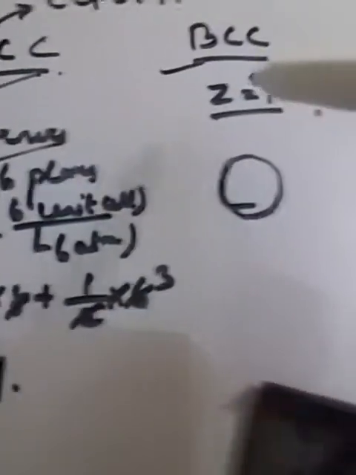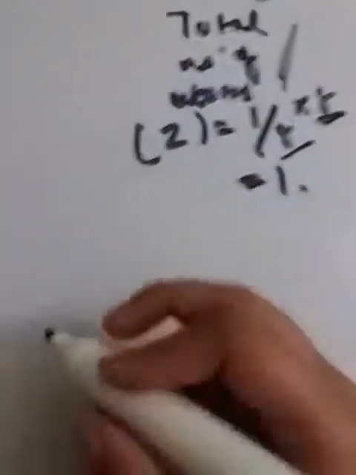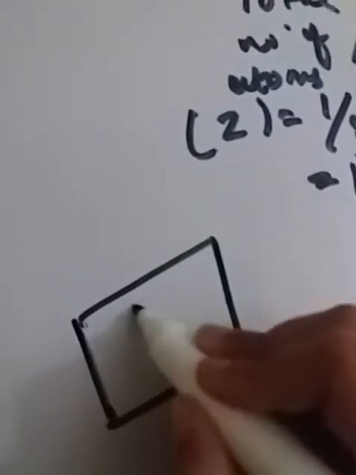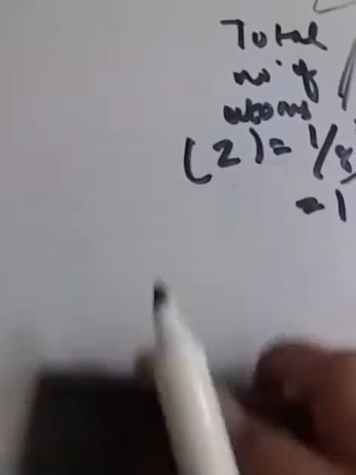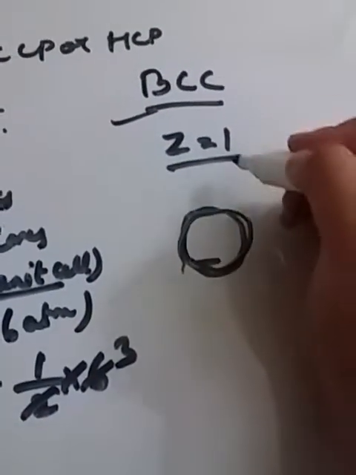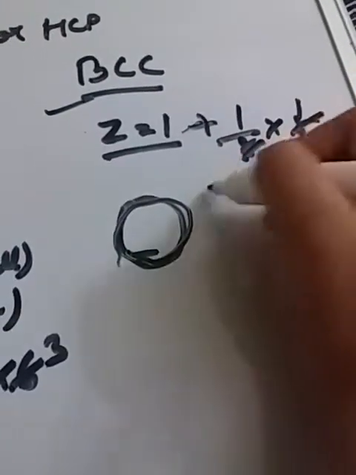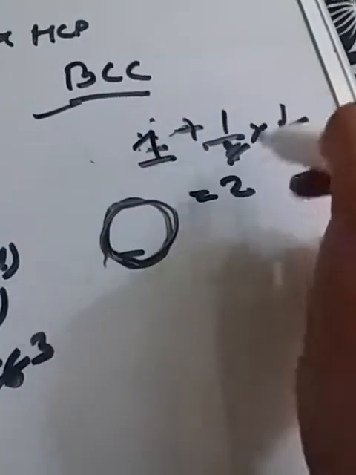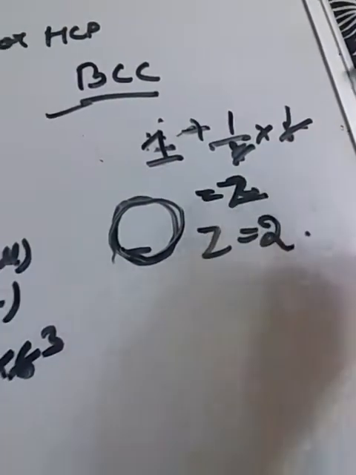Here Z is 4, and in BCC, in the middle one atom is present, like this it's present. It has 8 corners, but in the middle it has 1. I'm sorry friends, in the middle 1 is there, and I missed adding the 8 corners, so 1 plus 1 by 8 into 8, so Z is equal to 2.